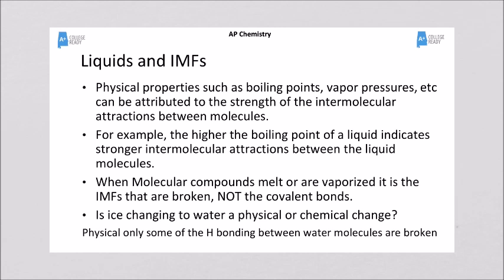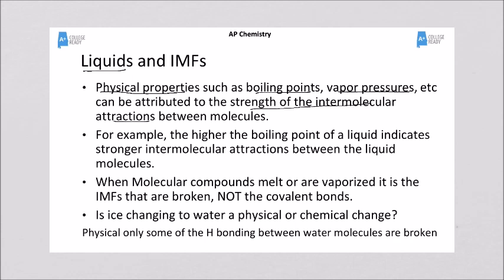Okay, so what's really the most important thing about these LDFs? Well, first we're going to focus on liquids. It's their properties. So when we mean physical properties, here's some examples. Boiling point, vapor pressure, melting point when we get to solids. So we'll talk about various physical properties, but what's causing high or low boiling points or high or low vapor pressure is how strong the IMFs are between the molecules.